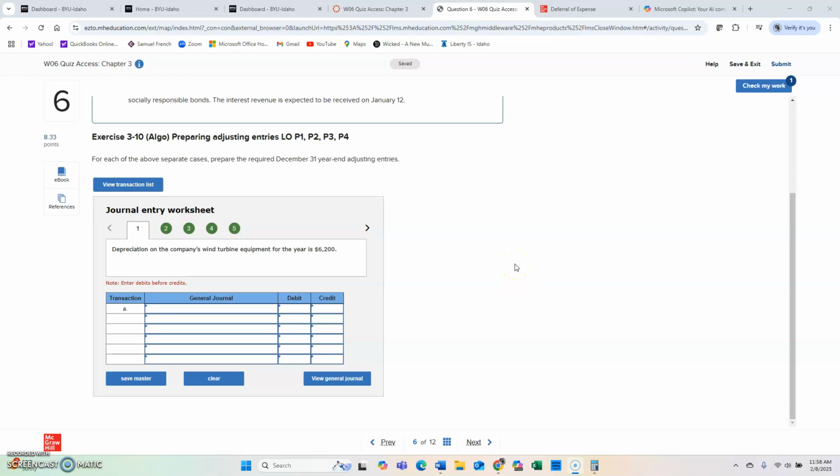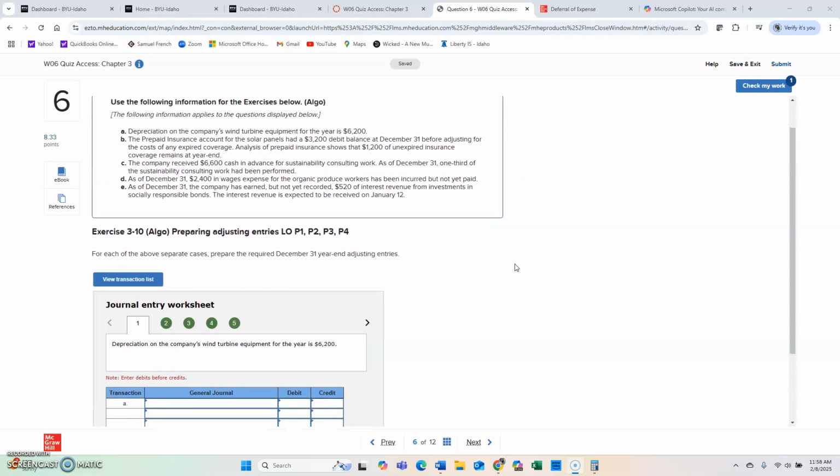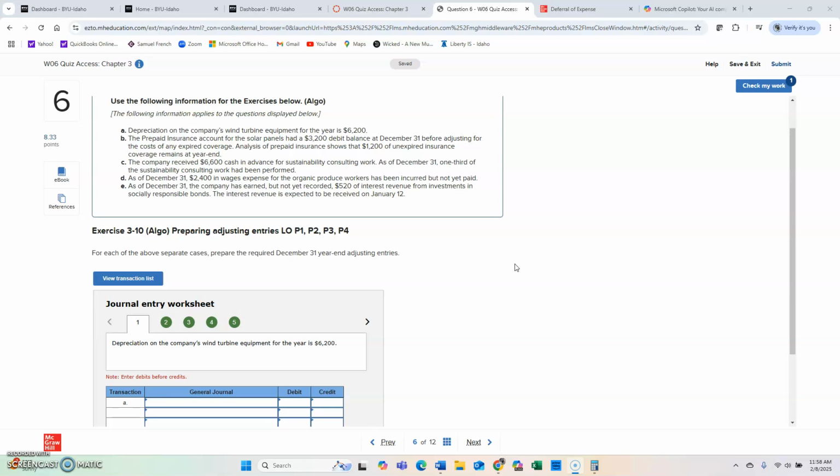This is chapter 3, problem 6 in the quiz access. I hope I can explain this correctly. So we're going to just work through this.